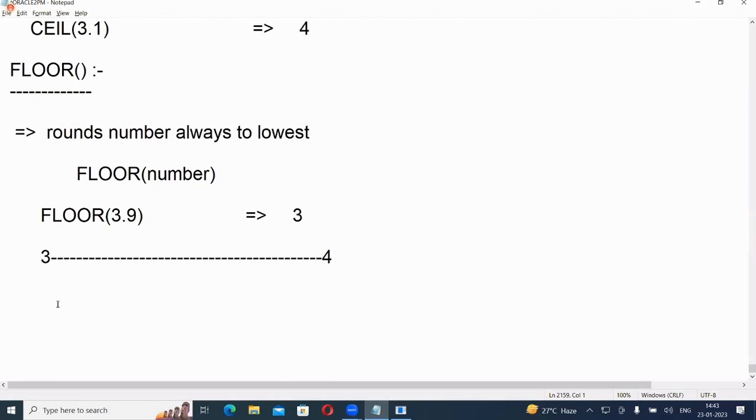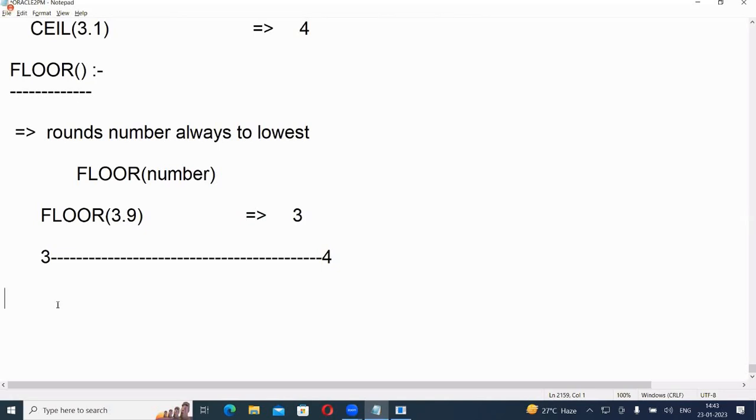So that's all. There are 4 functions which are used for rounding the numbers. Which one you use depends on the requirement. Oracle has given 4 of them, and which one you use is up to you, depending on the requirement.